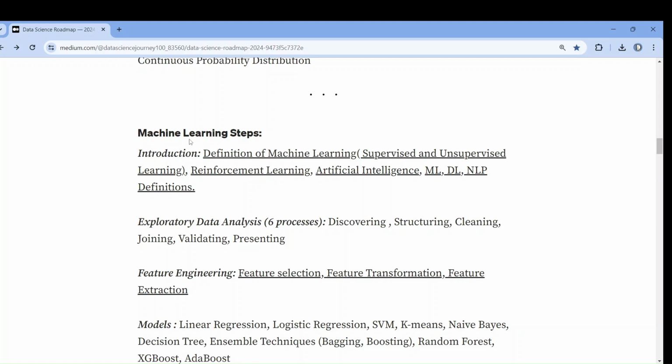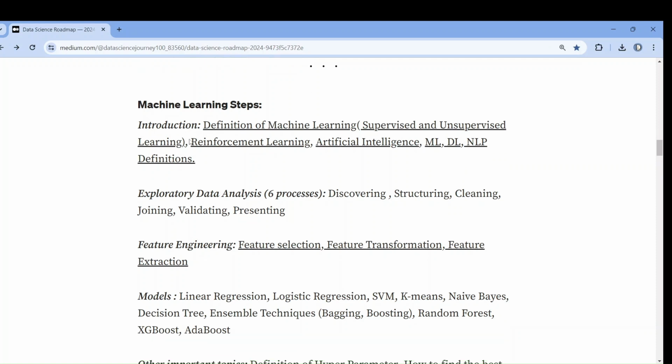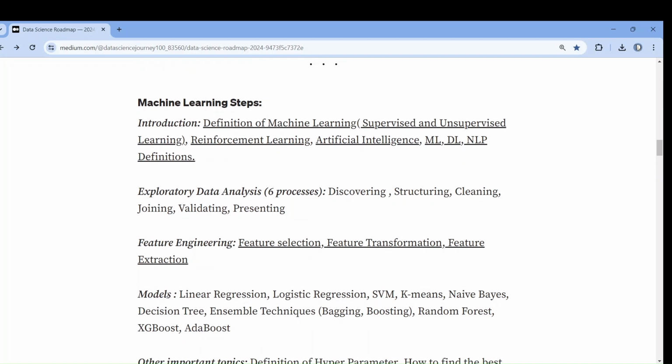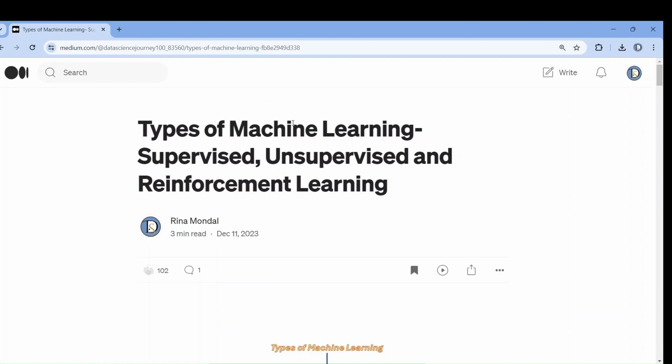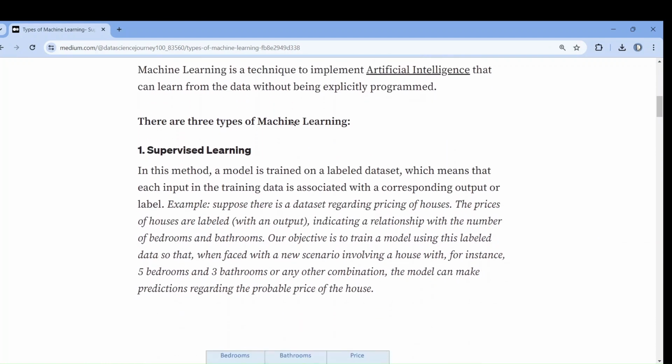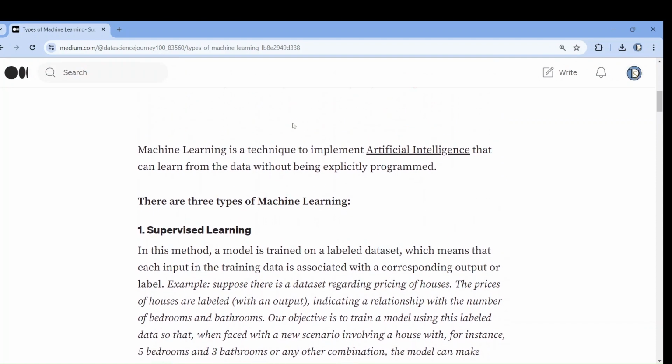This playlist will be completely focused on machine learning. You can see these are going to be our upcoming topics. Today we will start with the definition of machine learning. What is machine learning and what are the types of machine learning? Okay, let's start. First, what is machine learning?